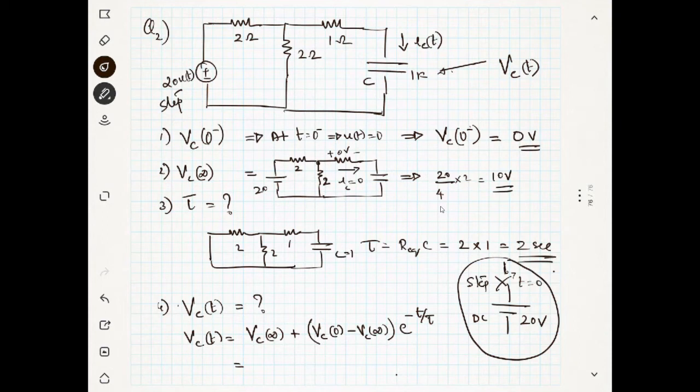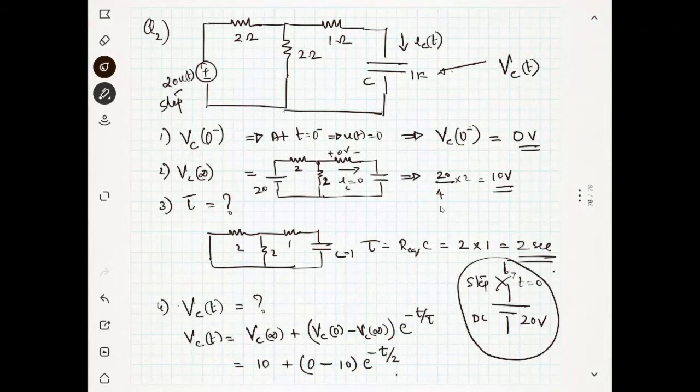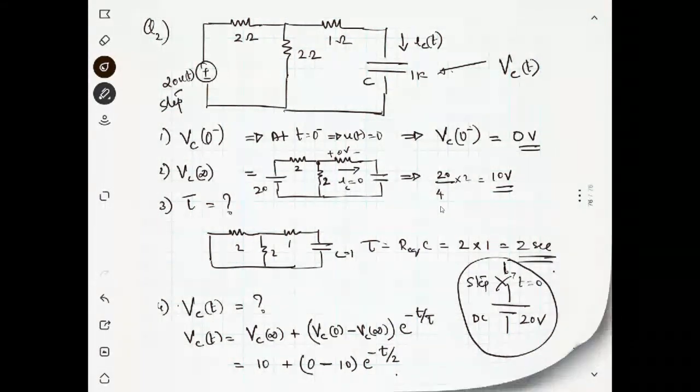That's it. So what is Vc of infinity? Vc of infinity is 10 volt plus what is Vc of 0? It's 0 volt minus Vc of infinity, which is 10 volt, into e power minus t over tau. Okay, so you are getting this equation. This is the equation, so I am going to rewrite it.